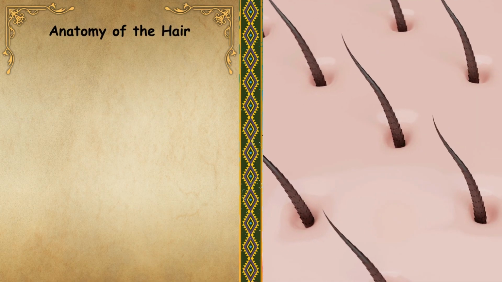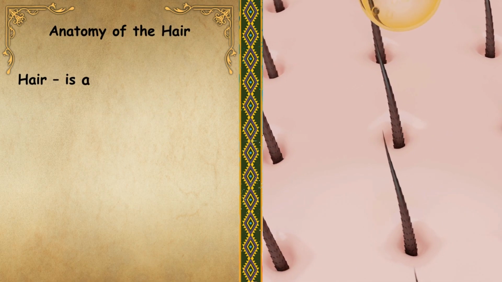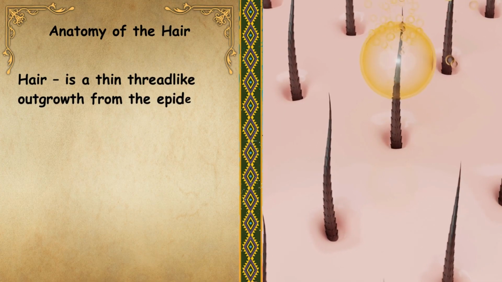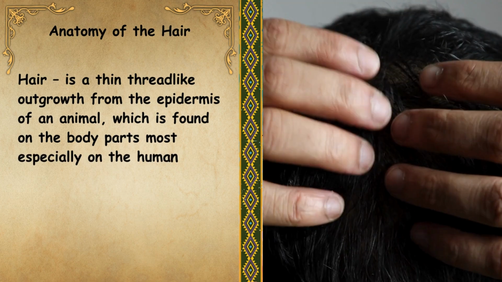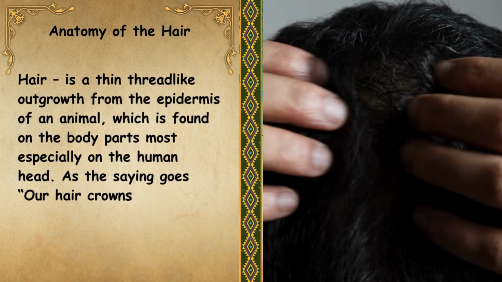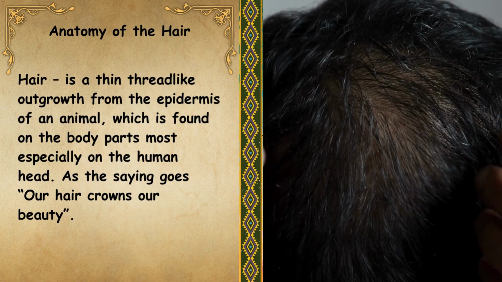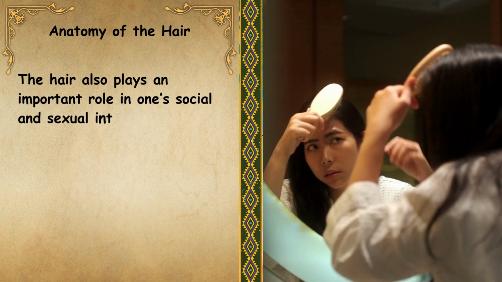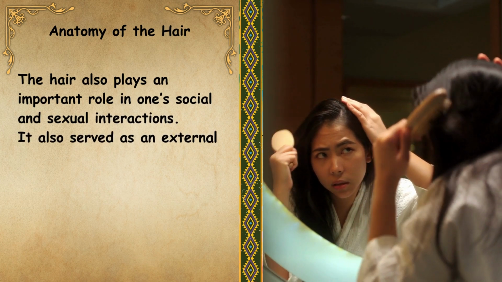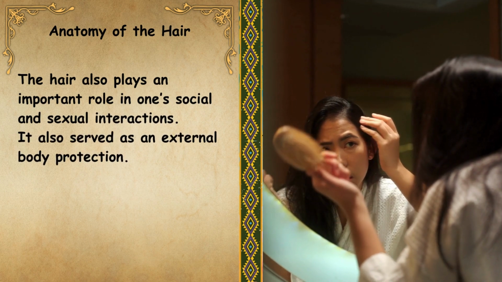Now let's talk about the anatomy of the hair. Hair is a thin thread-like outgrowth from the epidermis of an animal, which is found on the body parts, most especially on the human head. As the saying goes, our hair crowns our beauty. The hair also plays an important role in one's social and sexual interactions. It also served as an external body protection.